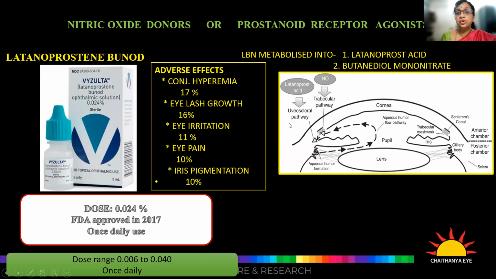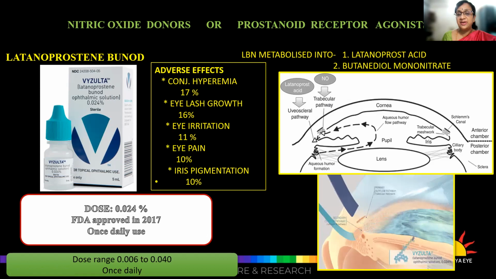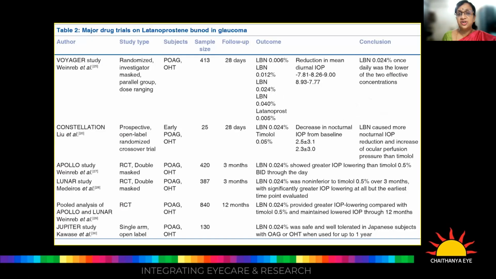This is a molecule which has two active metabolites, the latanoprost acid and the butanediol mononitrate. The butanediol gets hydrolyzed to nitric oxide. And nitric oxide, as I told earlier, produces smooth muscle relaxation and improves the trabecular outflow. While the latanoprost acid acts on the FP receptors and improves the uveoscleral outflow. So it has a dual mechanism of action, and thereby we can expect a greater reduction of intraocular pressure, as shown in the VOYAGER study, where LBN, that is latanoprostene bunod once daily, was compared with latanoprost 0.005%. The Constellation et al.